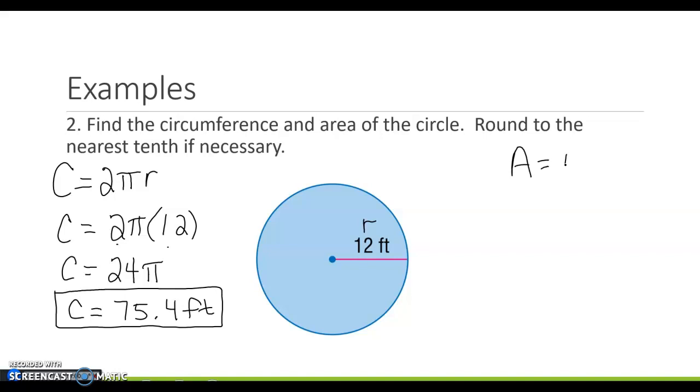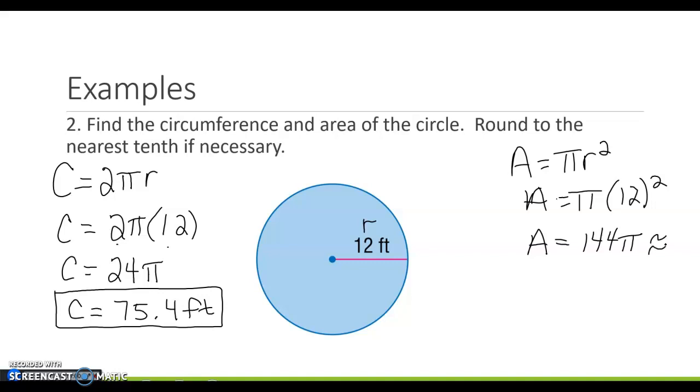So area is pi r squared. So that's going to be pi. The radius again is 12. So pi 12 squared. Exact answer would be to take 12 squared, get 144 pi. Okay, we don't need an exact answer, but that's what the exact answer would be. Let's round it to the nearest tenth. That would give me that the area is 452.4 square feet. And that would be the area of this circle.